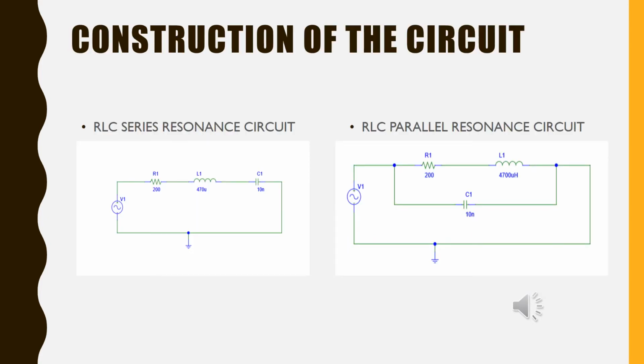Let's look at the construction of the circuit. There are 2 types of circuit here: the RLC series resonance circuit and the RLC parallel resonance circuit. For the series resonance circuit, students have to use resistor, inductor, and capacitor and do the wiring in series. The value for resistor is 200 ohms, inductor is 470 microhenry, and capacitor is 10 nanofarad. All these 3 electronic components are connected in series, and a voltage source is supplied to all the components. For the RLC parallel resonance circuit, the value of resistor, inductor and capacitor is the same. All these components are also connected to a voltage source, and both the circuits will be simulated using the setup in the PSpice application.